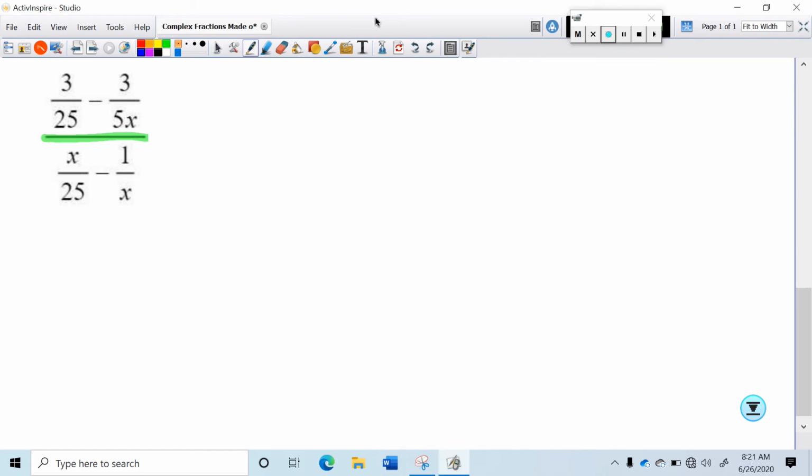I've moved to the next one down. So you do numerator first. So 3 over 25 minus 3 over 5x. Okay, multiply at the bottom. 25 times 5x is 125x. Cross multiply the top. 3 times 5x is 15x. There is a minus in the middle. And 3 times 25 is 75.